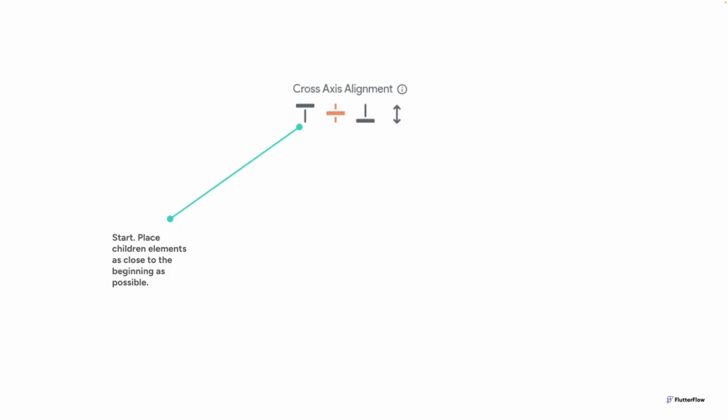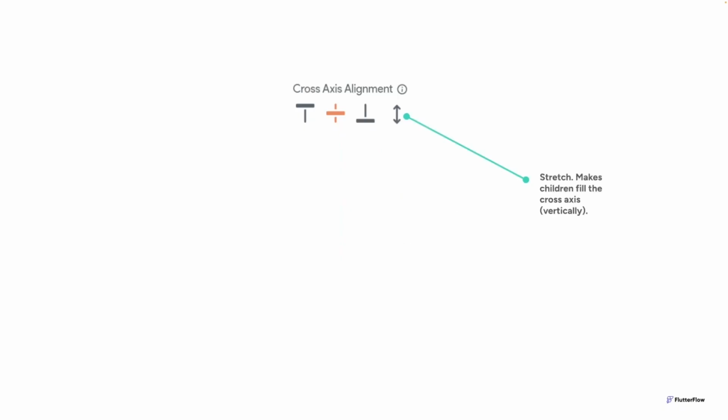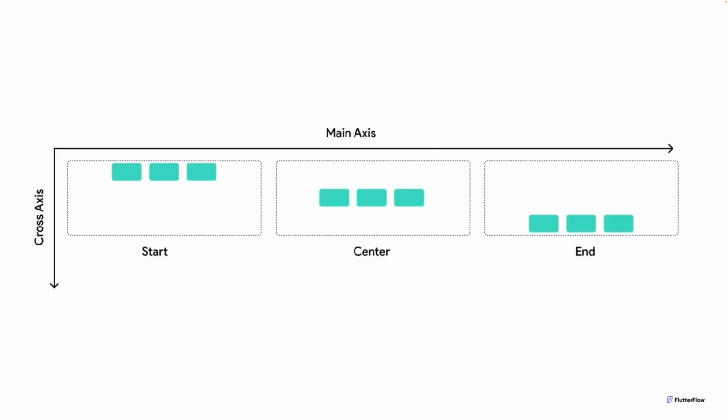Let's also talk about cross-axis. So cross-axis is about how the child elements should be aligned vertically with several options. Start, center, end, and stretch. Stretch makes children fill the cross-axis vertically. All right, so let me simplify that again for you. Here is how it looks. This is how FlutterFlow allows you to set a row's cross-axis properties.